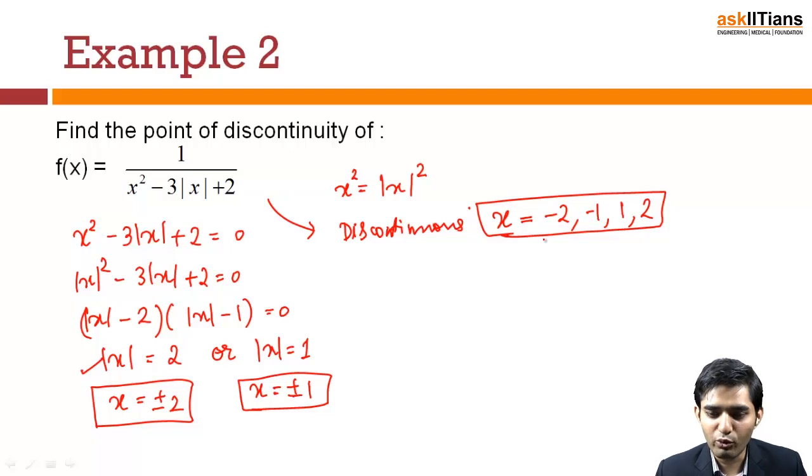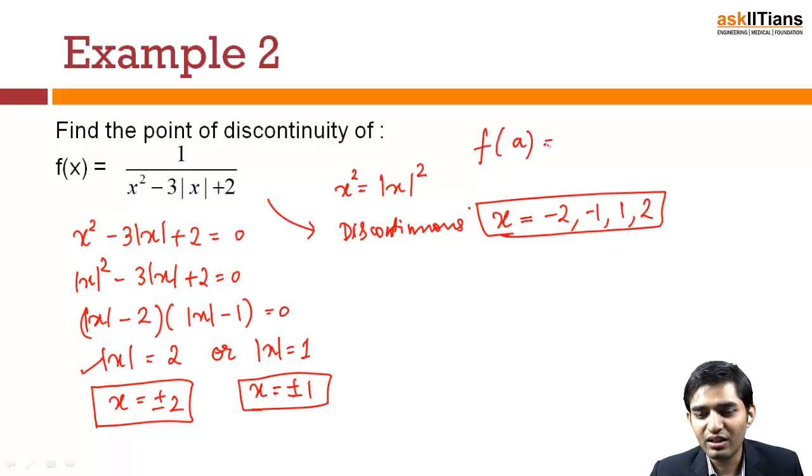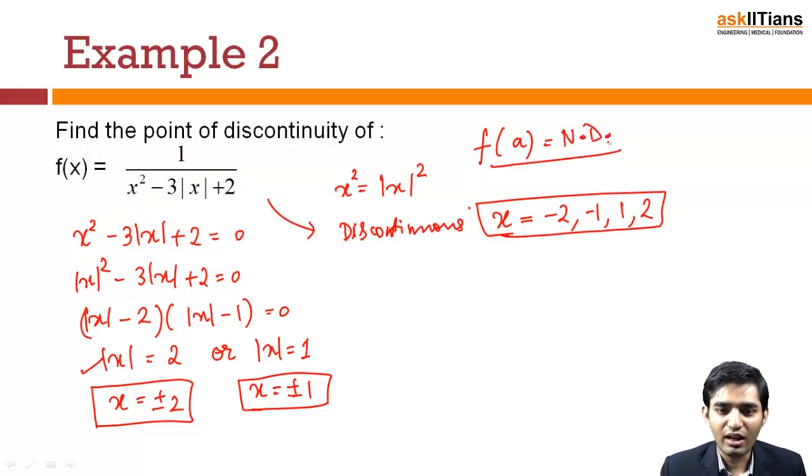So first find out critical points and then check. How did we check it? Because denominator goes 0, the function will not be defined. At all these points, the value of the function, f of a, will not be defined, because the denominator will go 0 and it will not be defined.